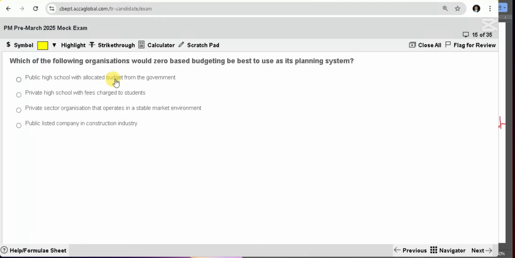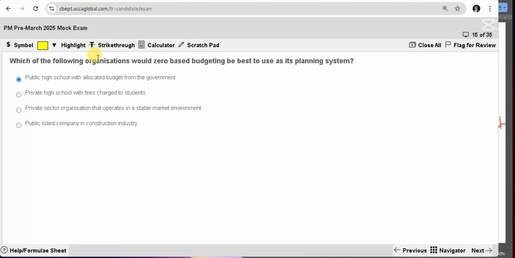See, to be frank, all four of them can use zero-based budgeting. There is nothing wrong in that. But if you ask who will be best benefiting from this, public, because they have a limited allocation from the government. Fund allocation is limited. So they have to focus more on cost management, cost control than these three. Of course, they also need cost control. They also can use zero-based budgeting. But compared to them, this one being a public high school where the funds are allocated by the government, zero-based budgeting is so important because they have a limited fund.